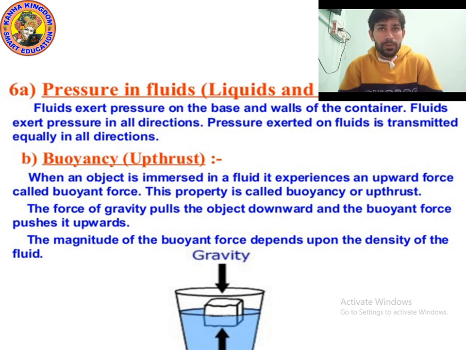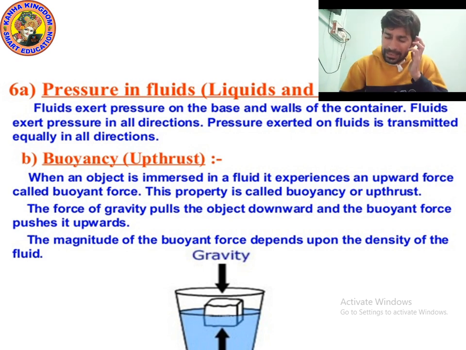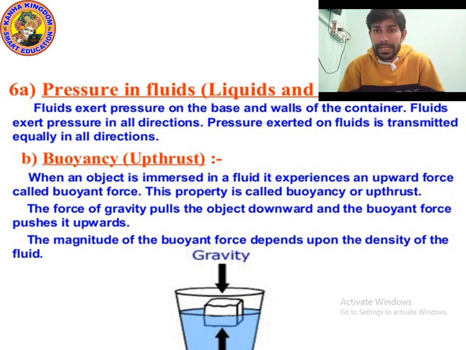If the buoyant force is more than the force of gravity, the object will float. That's why you might have seen that an ice cube floats, because at that time the buoyant force is more than gravity. And a ship floats for the same reason. There is one more factor: the magnitude of the buoyant force depends upon the density of the fluid.